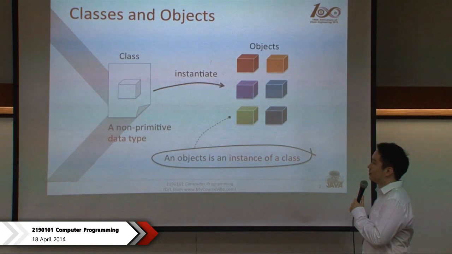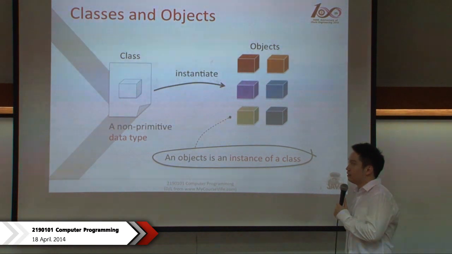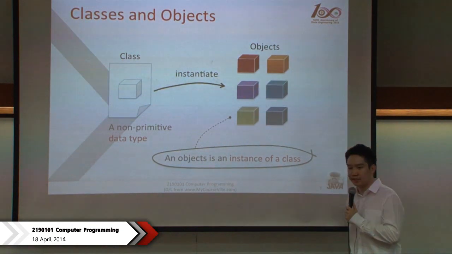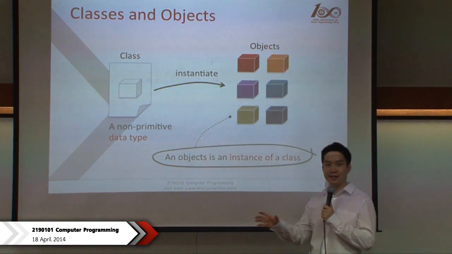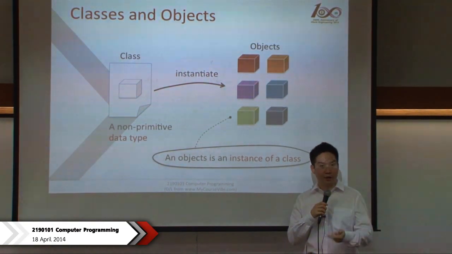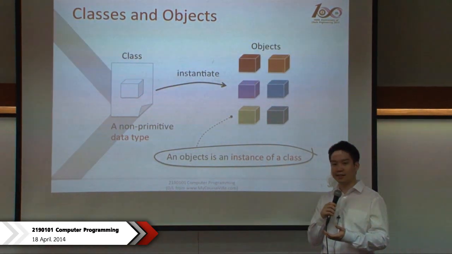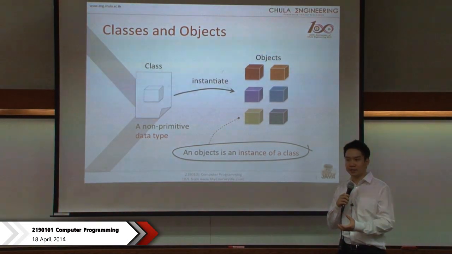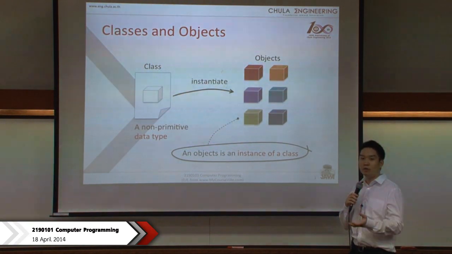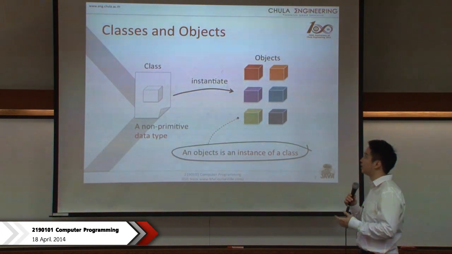Classes and objects. First, all classes are non-primitive data types. In other words, all primitive data types are not classes. What are primitive data types? Such as int, float, double, char, right? And we've seen from our class that non-primitive data types, on the other hand, are such as string, right? Or your own classes that you create, which we have seen plenty from in this class.